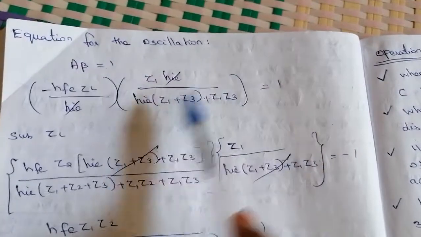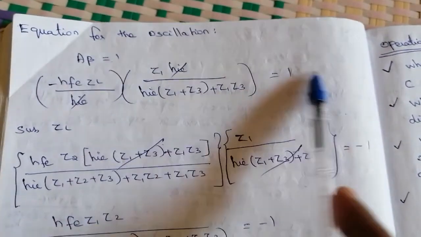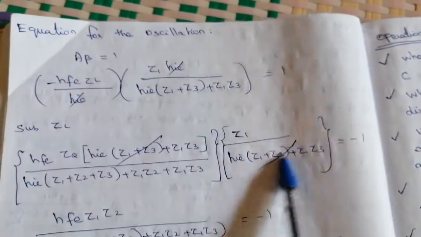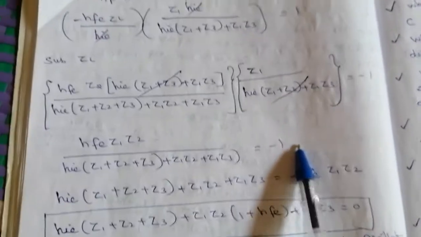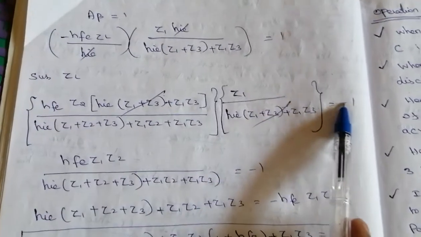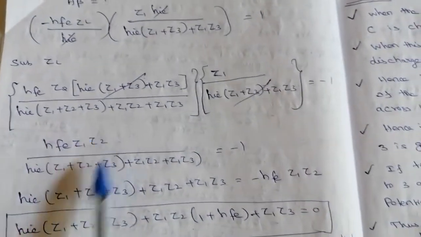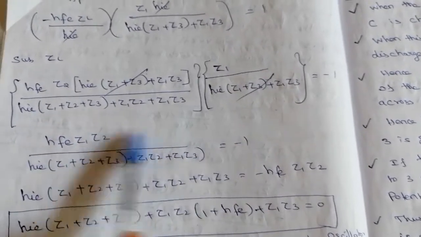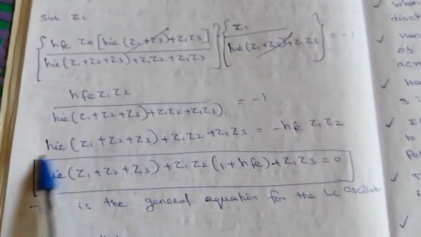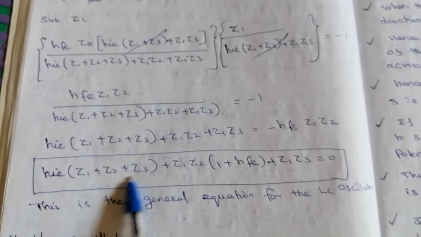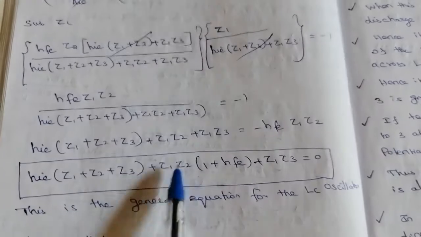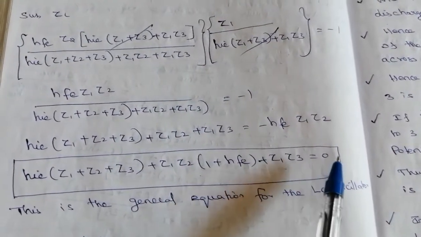After simplification we get hfe ZL into Z1 divided by this term equal to 1. We know the ZL value, so substitute the ZL value into hfe into this term. Now cancel, the remaining terms are there. This minus term comes to this side, so we get minus 1 here. And then hfe Z1 Z2 equal to this term, cross multiplication, we can get this. Now bring everything to one side, we get the final equation of the LC oscillator. This is nothing but the general equation of the LC oscillator, that is hie into Z1 plus Z2 plus Z3, plus Z1 Z2 into 1 plus hfe, plus Z1 Z3 equal to 0.